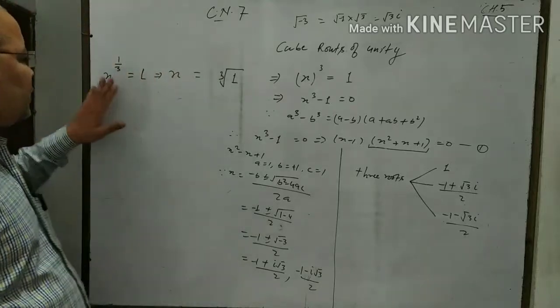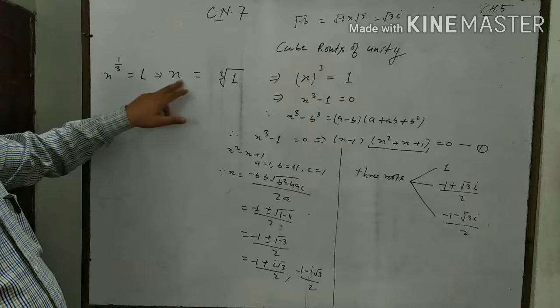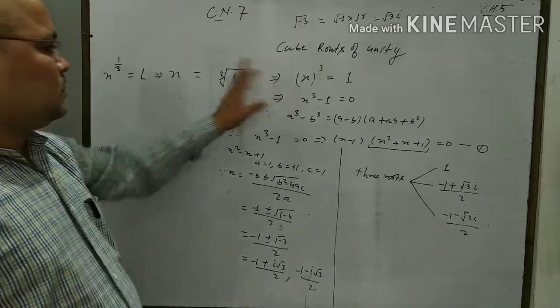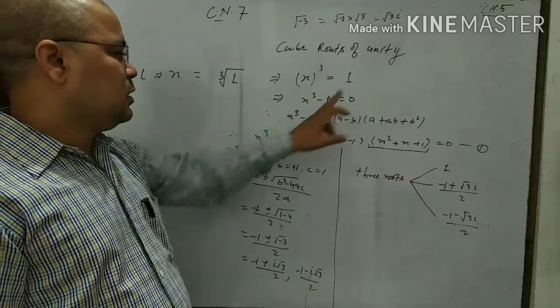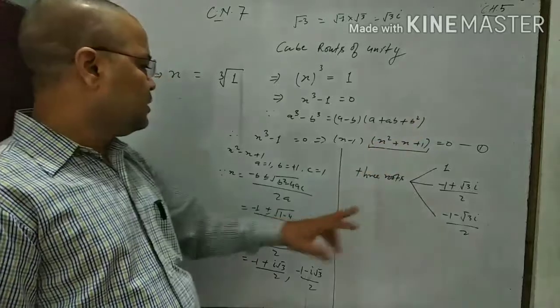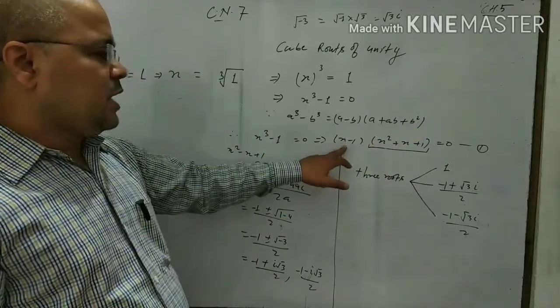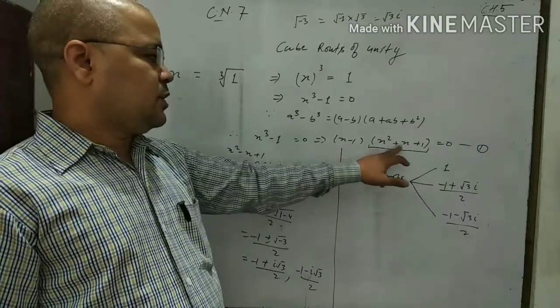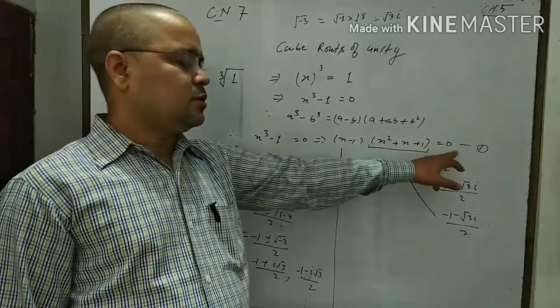Let x raised to the power 3 is equal to 1. This implies that x is equal to the cube root of 1. Cubing on both sides, x cube is equal to 1, or x cube minus 1 is equal to 0. Since a cube minus b cube is equal to (a minus b)(a square plus ab plus b square), using this formula, x cube minus 1 is equal to 0 gives (x minus 1)(x square plus x plus 1) is equal to 0.